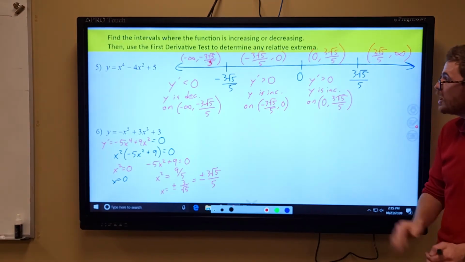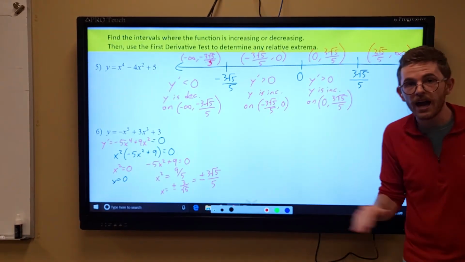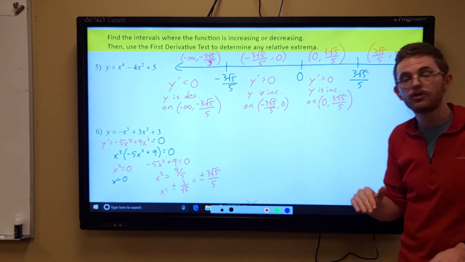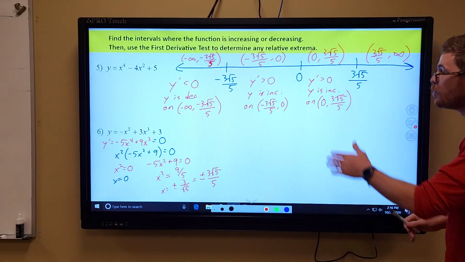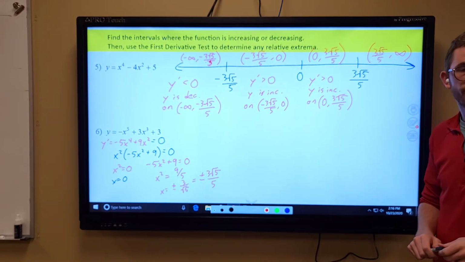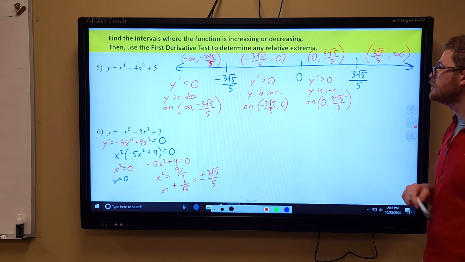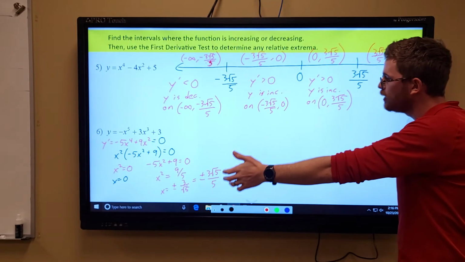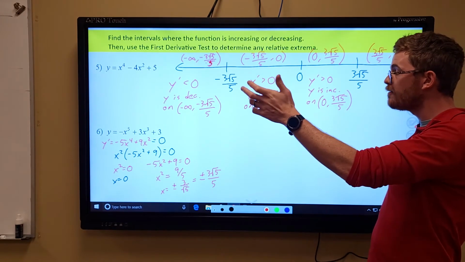Now let it be known, right here at 0, it was not increasing. At 0, it had a 0 slope. It was not increasing at 0, but it is increasing on either side of 0. Finally, take that 3 root 5 over 5 to infinity. Plug it in some really, really positive value.